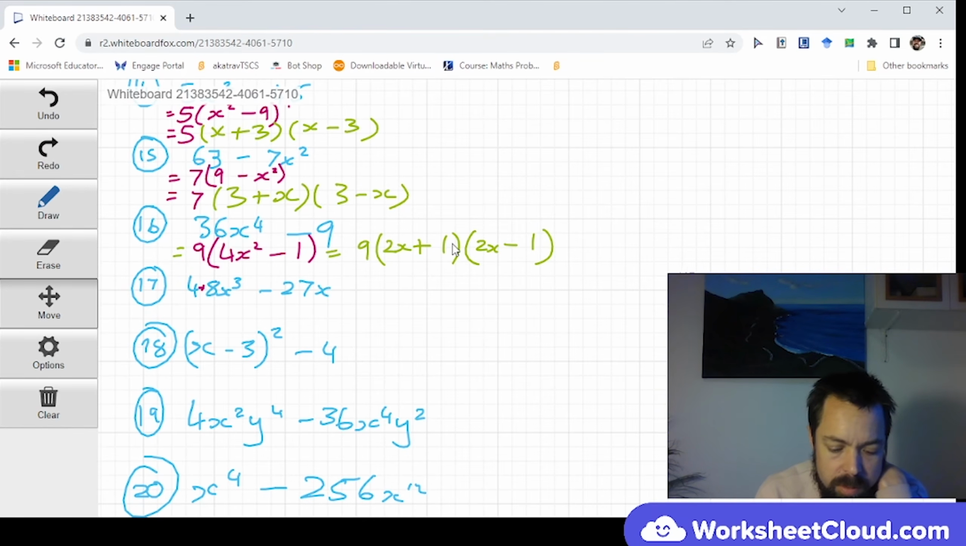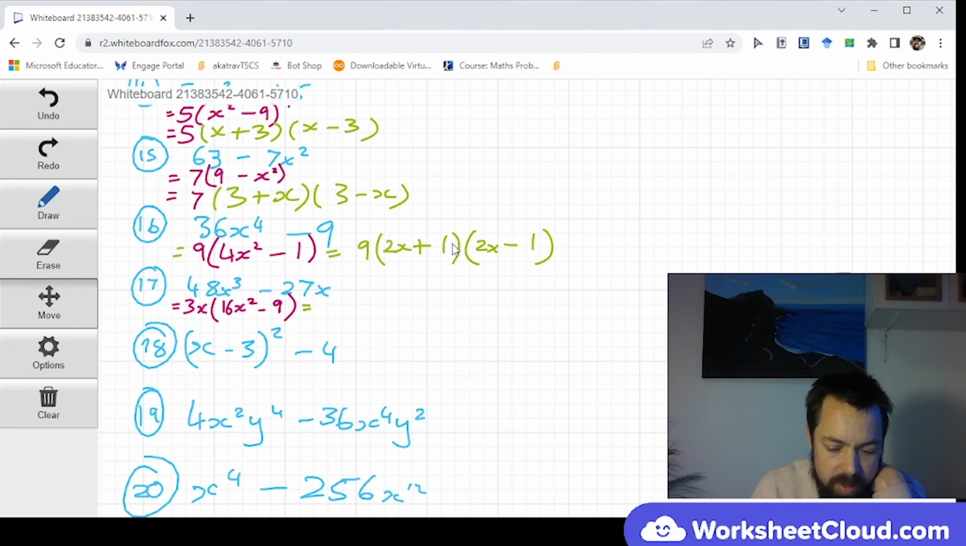Whoopsie. Right, we'll just rub that out carefully. There we go. All right, so we're going to take out a 3. That leaves us with 16x. Oh, no. There's also an x in both of them. Take out 3x. We're left with 16x squared minus 9.